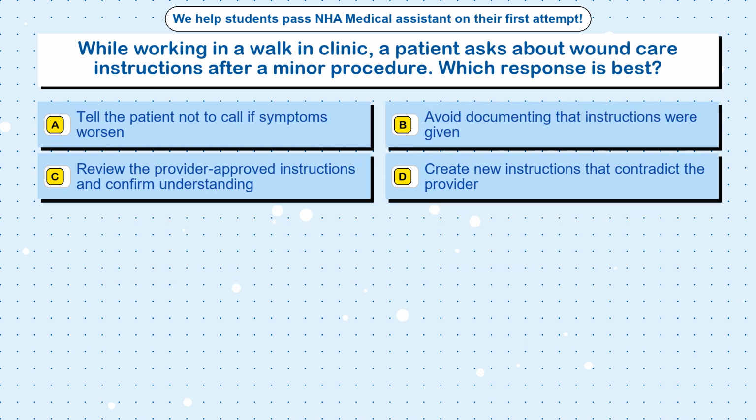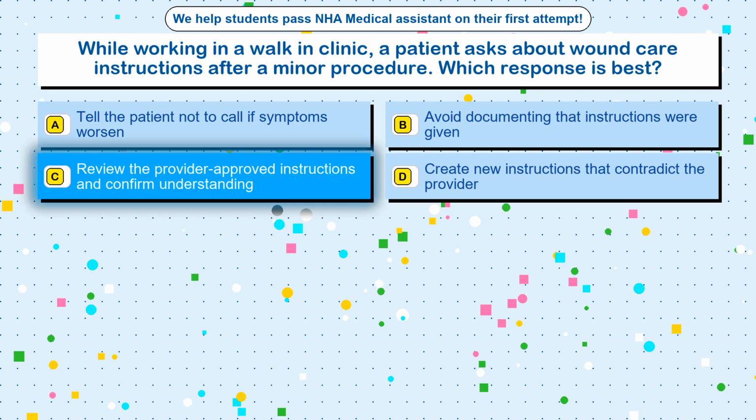Question 6. While working in a walk-in clinic, a patient asks about wound care instructions after a minor procedure. Which response is best? Option A. Tell the patient not to call if symptoms worsen. Option B. Avoid documenting that instructions were given. Option C. Review the provider-approved instructions and confirm understanding. Option D. Create new instructions that contradict the provider.